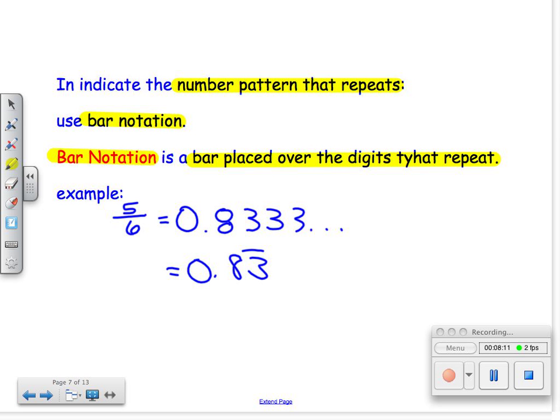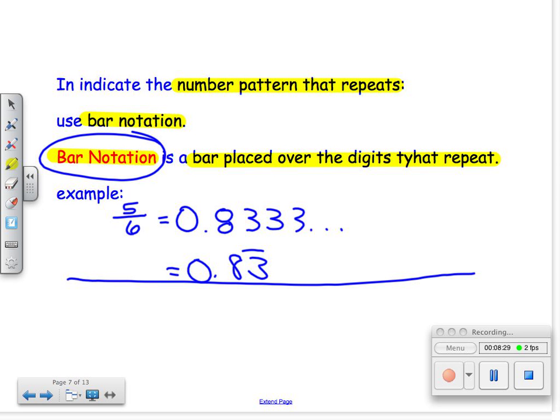We would write that using bar notation as 0.83 with a bar over the 3. So you may have seen it as something that has a hat over it. You guys may have called it a hat. But we're going to stop calling it a hat because we're going to leave that for our lower school terminology. Instead, we are going to be calling it bar notation in middle school. Now, if you had something that repeated like 0.757575, and so on, you would write that in bar notation as 0.75, and the bar would go over the 2 digits that repeat.